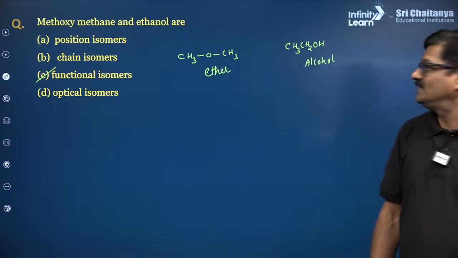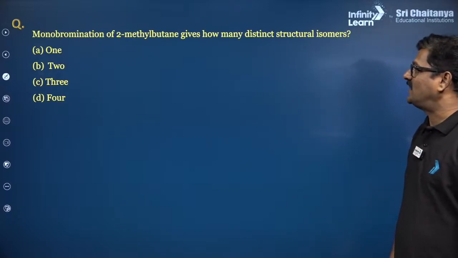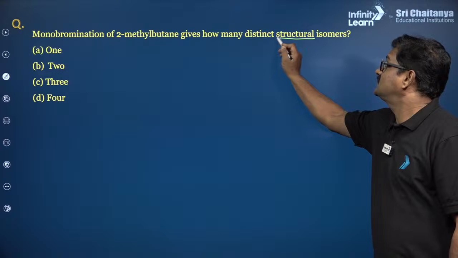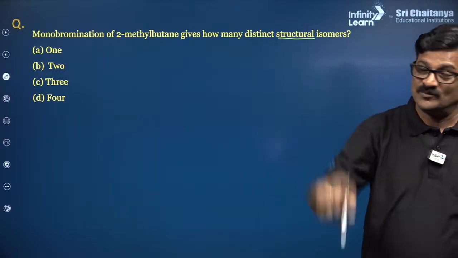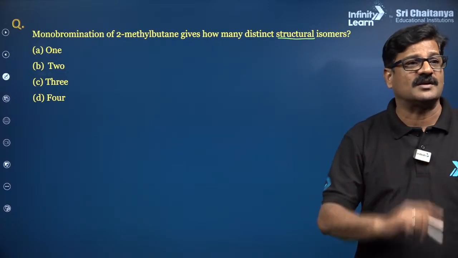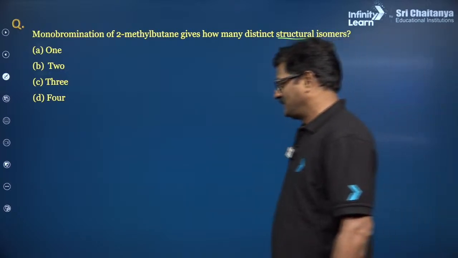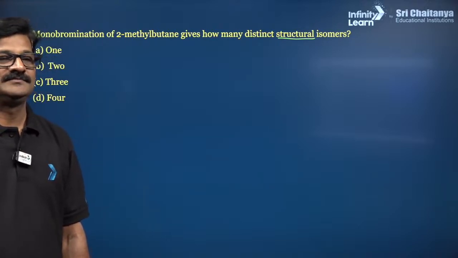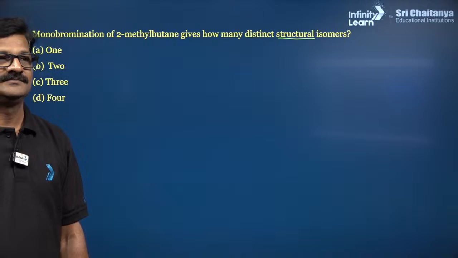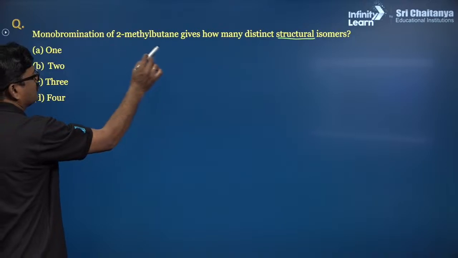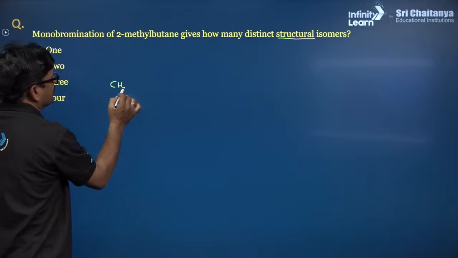Anushka, fine. Now, monobromination of 2-methyl butane gives how many distinct structural isomers? My dear students, only structural is given. Okay, the number you have to check. If nothing is mentioned, you have to take the stereo into consideration. You want to say 3? So what is 2-methyl butane? This is your 2-methyl butane.